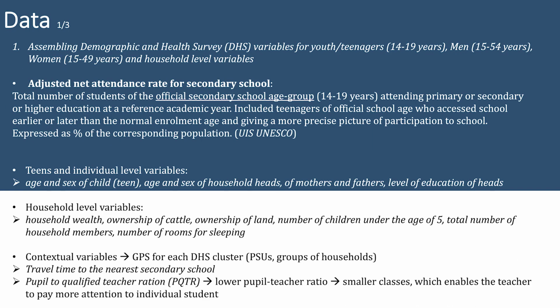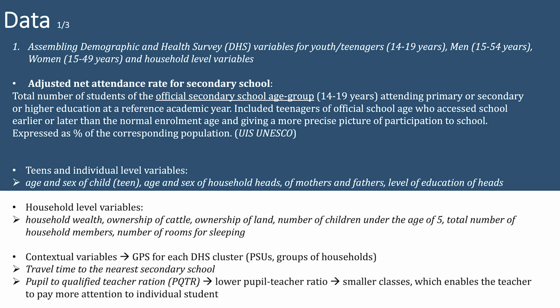And so, preliminarily, with the DHS data for the latest round of the DHS, we looked at the adjusted net attendance rate for secondary school as an outcome variable. And then we also constructed a range of individual level and household level variables, basically testing those using a bivariate analysis technique to identify those which were significant, to then go into our logistic modeling.